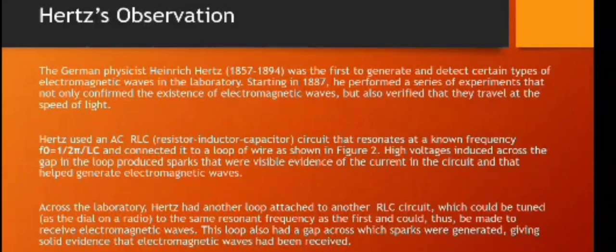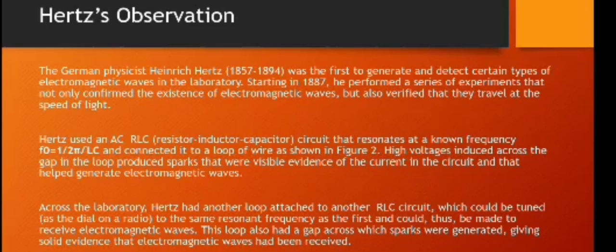So, next is the Hertz observations. The German physicist Heinrich Hertz, 1857 to 1894, was the first to generate and detect certain types of electromagnetic waves in the laboratory. Starting in 1887, he performed a series of experiments that not only confirmed the existence of electromagnetic waves but also verified that they travel at the speed of light.